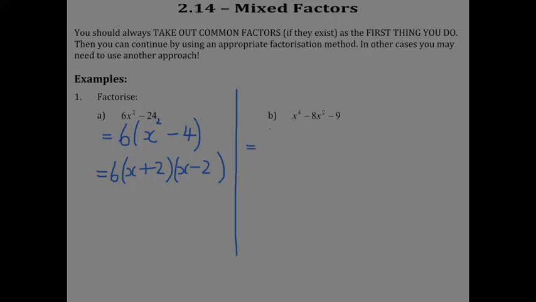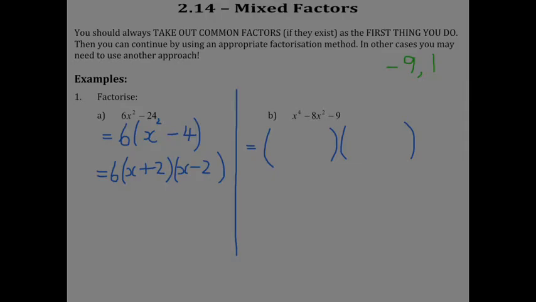It's going to be exactly the same as a normal quadratic. What numbers times to give minus 9 that also add to give minus 8? Well, numbers that times to give minus 9 and add to give minus 8 would be negative 9 and positive 1.